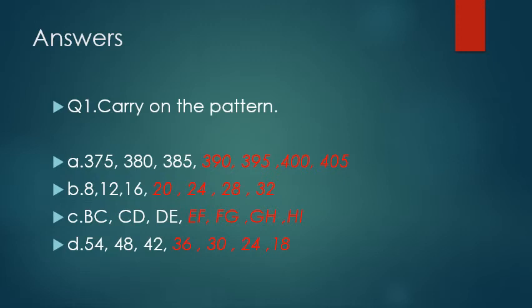So children, we see that in each step on adding 4, we get the next number. So the four next numbers are 20, then 24, then 28 and 32. Now look at the next part. See, here letters are given. Observe these letters carefully.